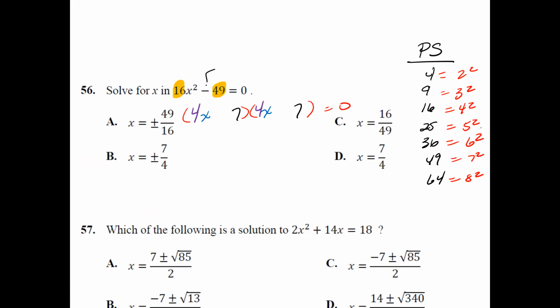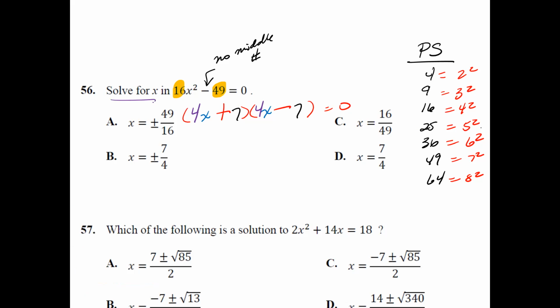But because there's no middle number, you know that it has to be a plus and a minus because they have to have the same number to cancel each other out. You know what I mean? So that's your answer right there. But we're not done yet because you have to solve for x.